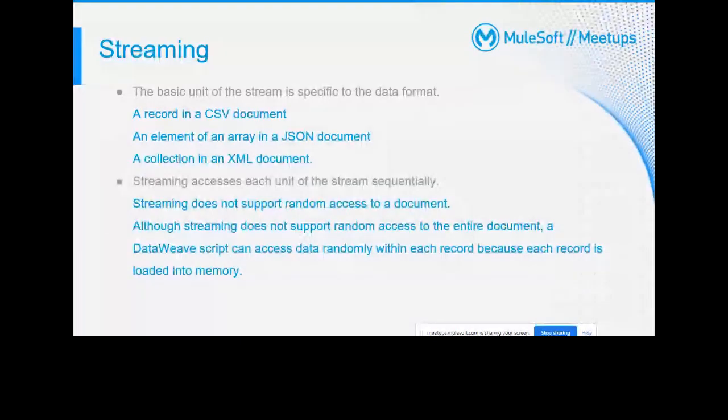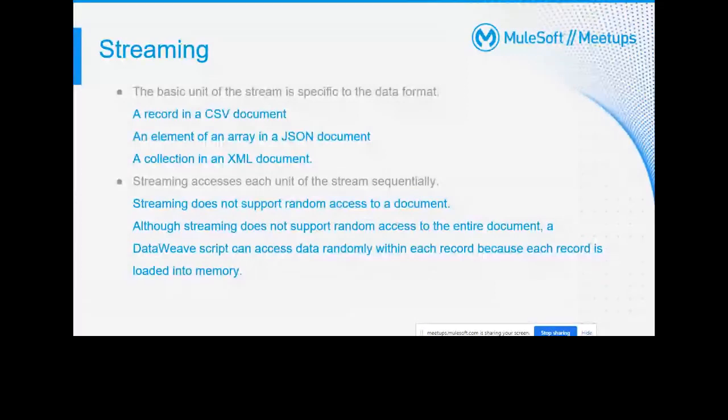Next, the basic unit of the stream is specific to the data format. In streaming, only three data formats are supported: CSV, JSON, and XML. A record in a CSV document, an element of an array in a JSON document, a collection in an XML document.